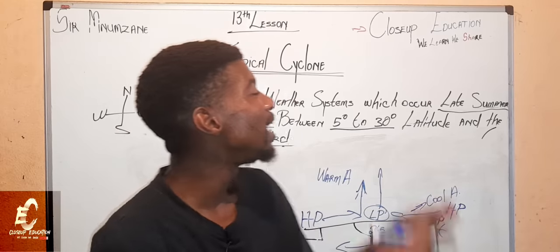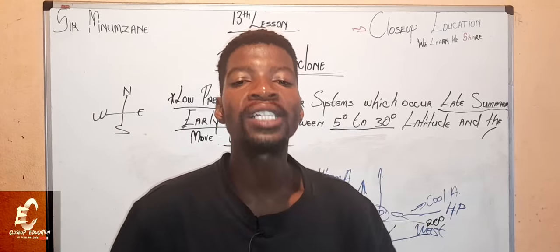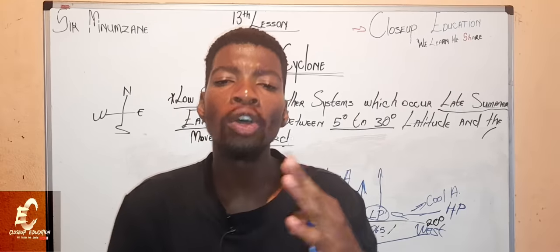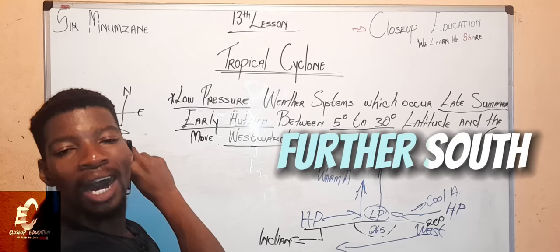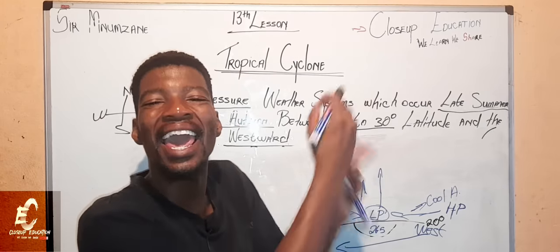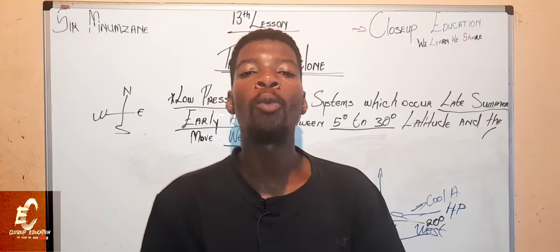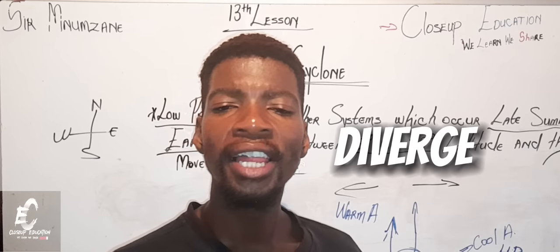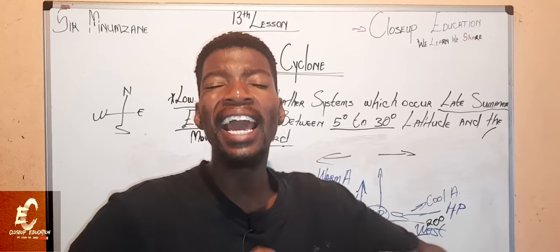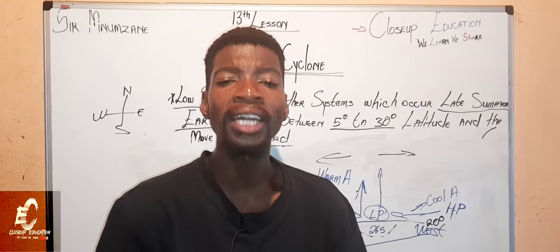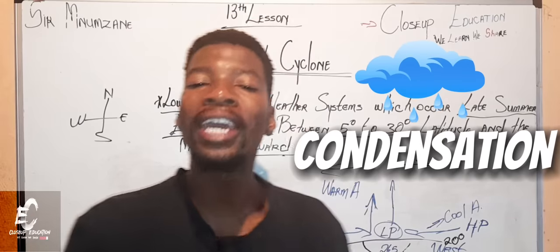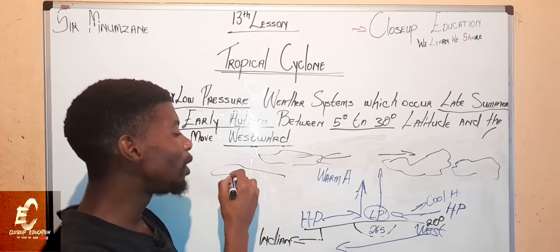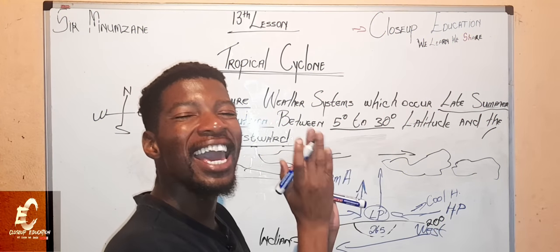Mainly because we know that between 0 to 5 degrees, there is no Coriolis force, meaning the clockwise rotation of this rising air will not be possible. So this tropical cyclone will move further south, right? As it moves further south and this rising air continues to rise, it will reach an area which we'll call the troposphere. When this warm air reaches the troposphere, it will diverge. The warm air will begin to diverge, and as it diverges, it will begin to cool off. And we know that when warm air cools off, condensation occurs. So big cumulonimbus clouds will be formed in between these two areas where the warm air has diverged, right?